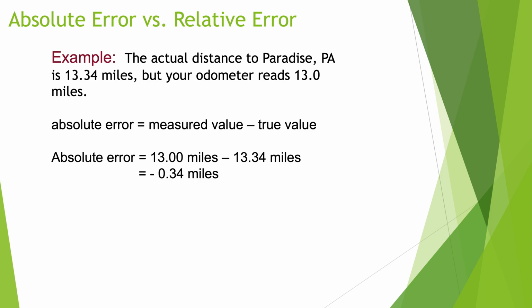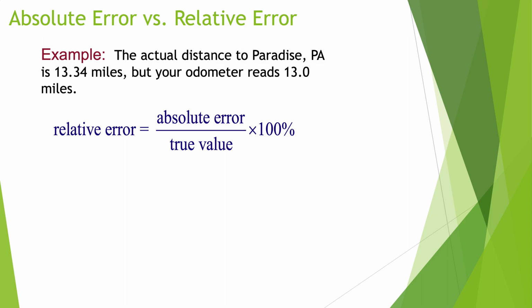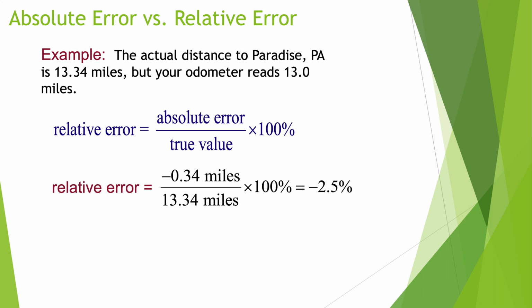Now, the relative error is going to be that distance, but then you have to divide by the actual mileage, the true mileage. So you have to divide that by 13.34 and of course convert it to a percent, and that would become negative 2.5%. Okay, so absolute error is the actual difference. When you do that, you're going to take your reading and then subtract the actual value. That's your absolute error. Then you have to divide by what the actual distance is to find your percentage.